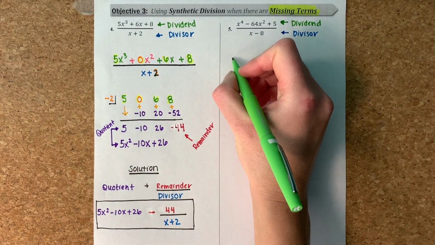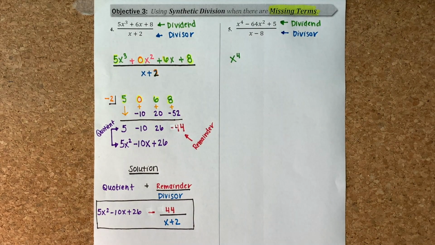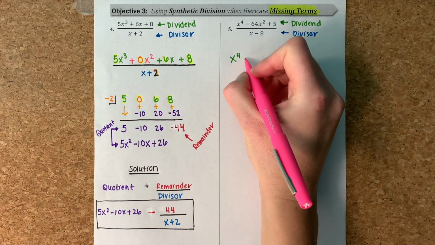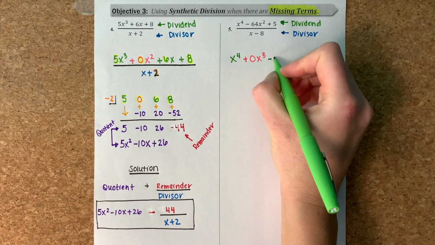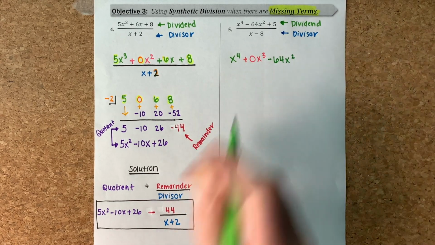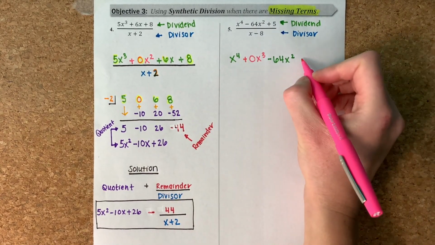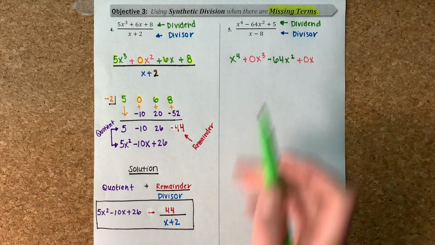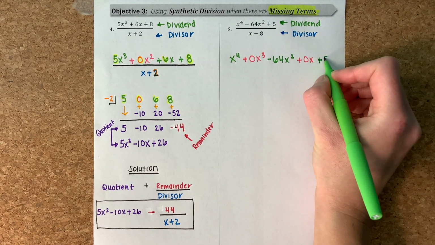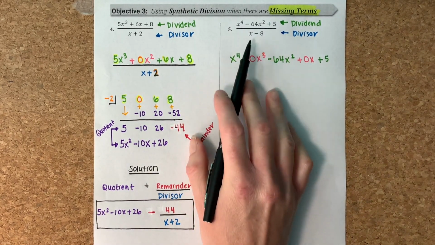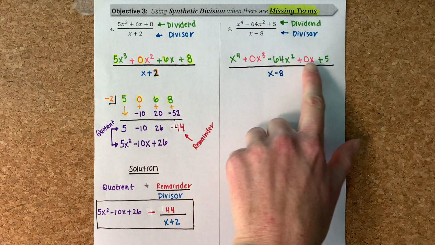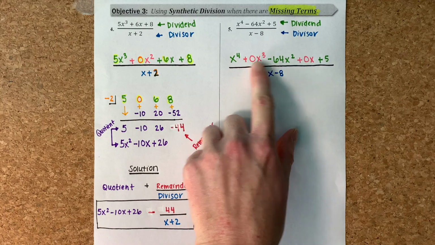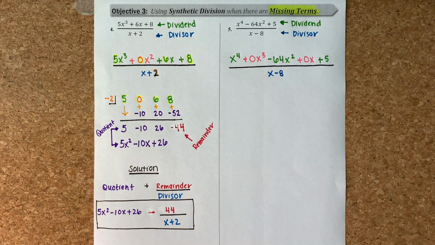We'll start with x to the 4th. Since we're missing an x cubed term, we'll write plus 0x cubed. Then we'll write minus 64x squared. Then we're missing an x term, so we'll write plus 0x, and then we'll write plus 5. And then we can write this all over x minus 8. Now that we have our exponents listed in descending order, and we've accounted for our missing terms using zeros, now we can go through the synthetic division process.